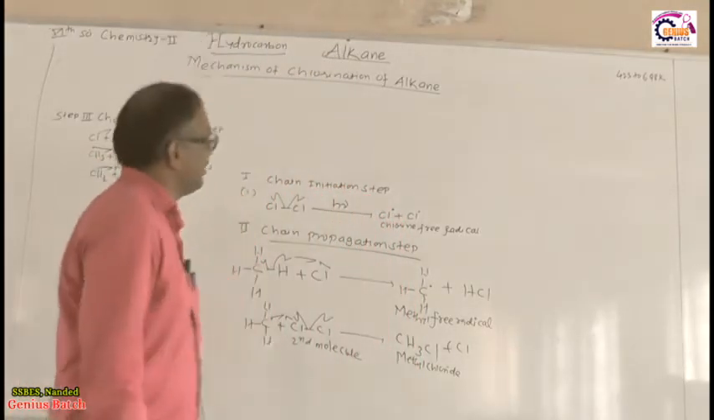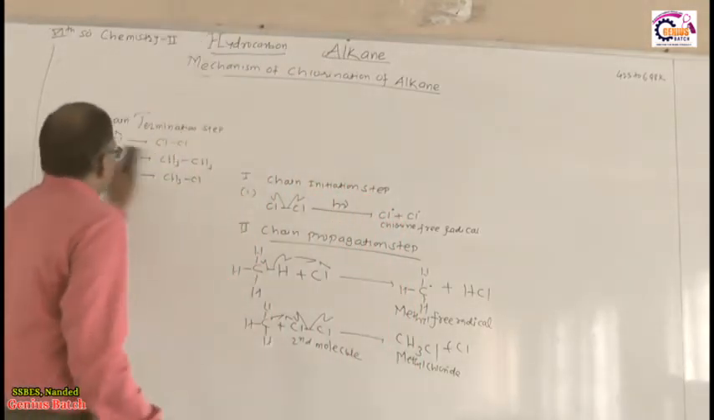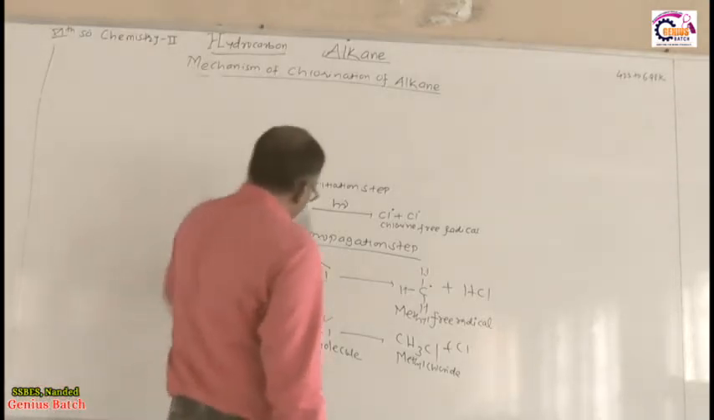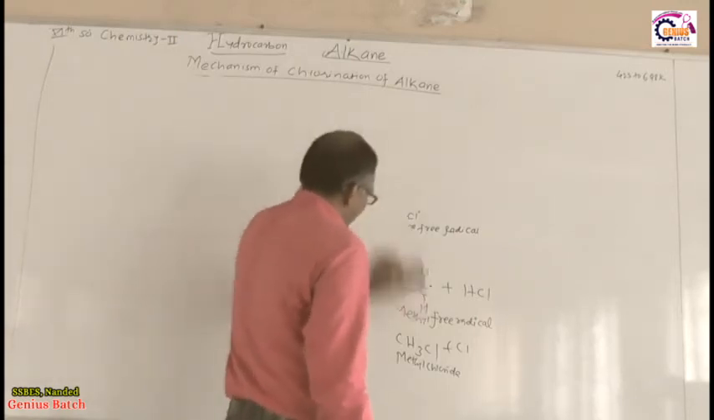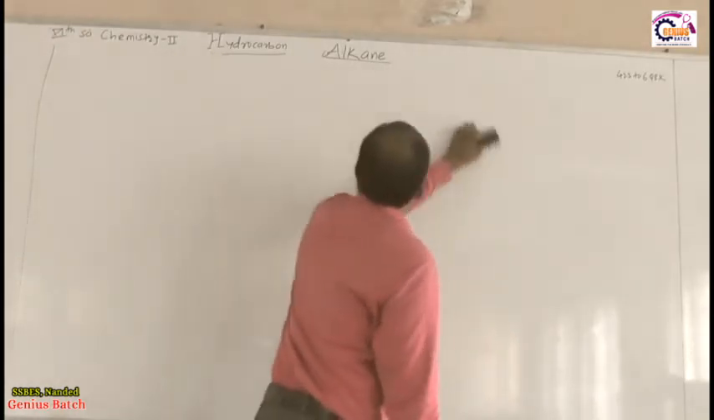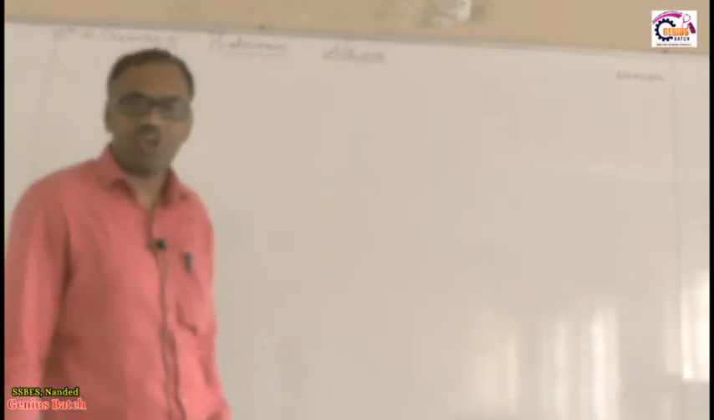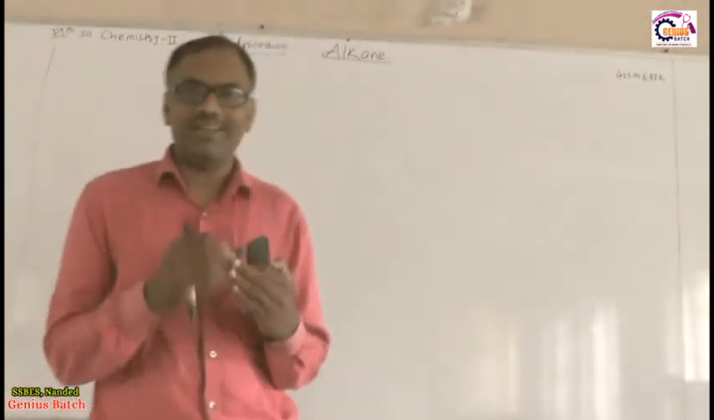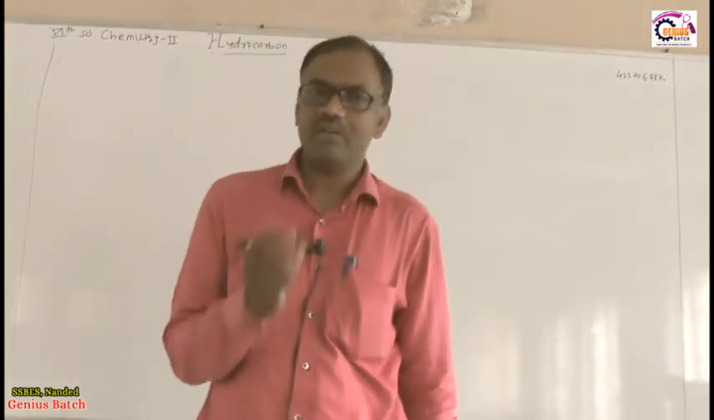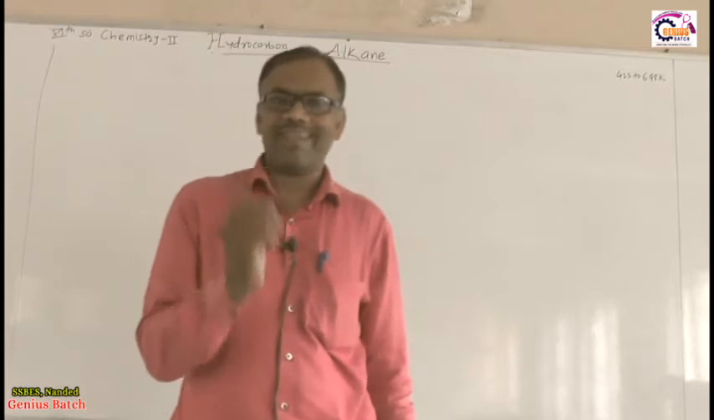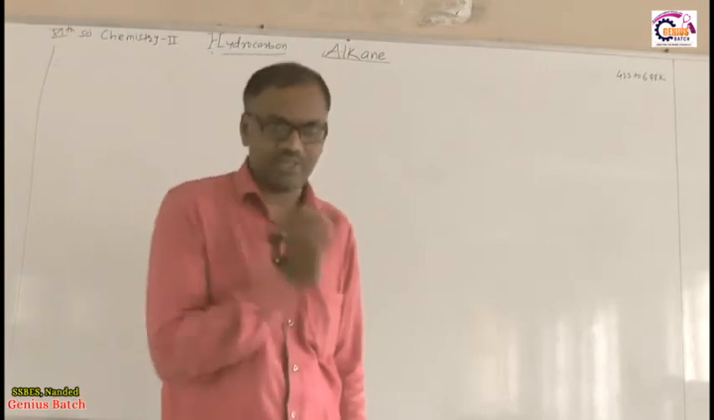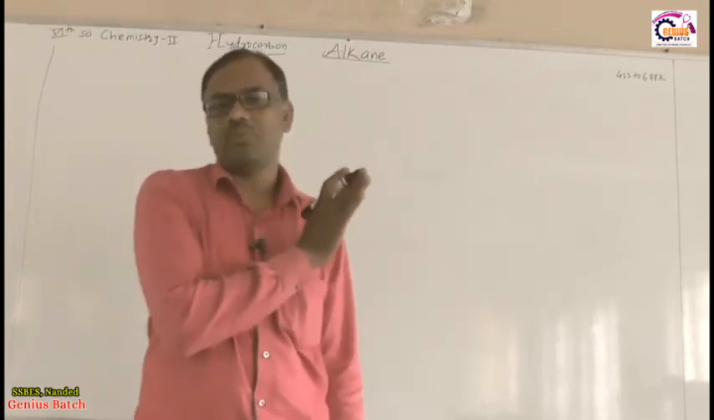Okay, so in this mechanism you observe that the chlorine as well as methyl free radicals are produced. Hence the mechanism is called a free radical mechanism of chlorination of alkane. Already I told you that there are three types of mechanism: ionic mechanism, free radical mechanism and concerted mechanism. Therefore the chlorination of alkane mechanism is a type of free radical mechanism. Right, okay. So this is regarding the mechanism of chlorination of alkane.